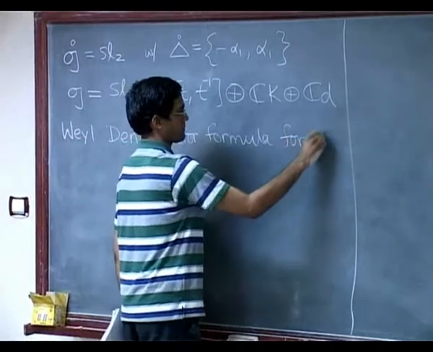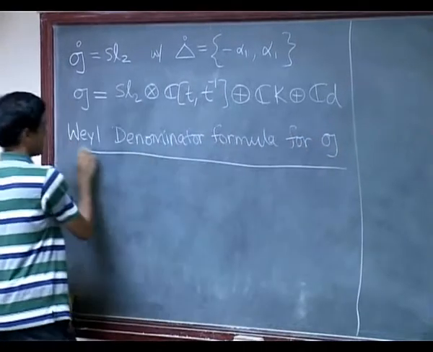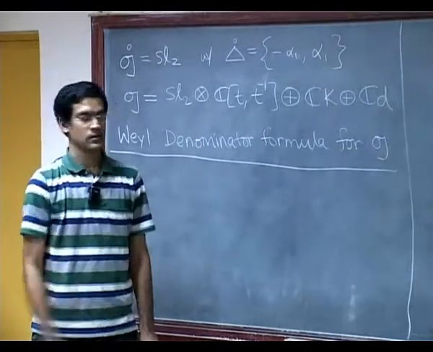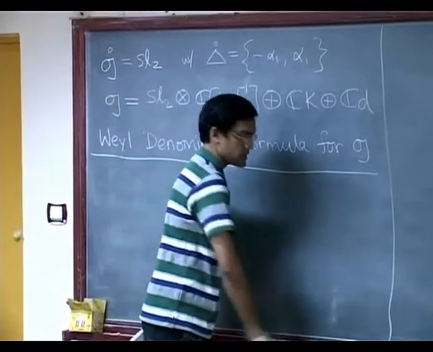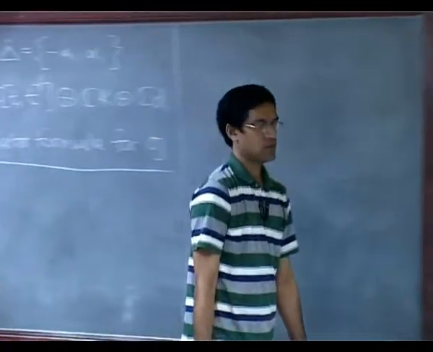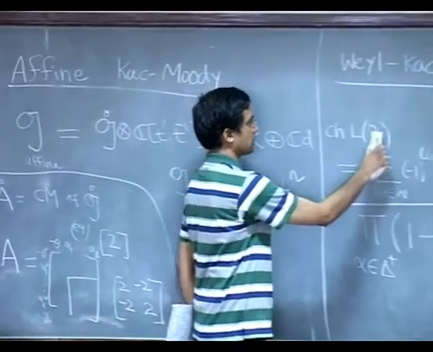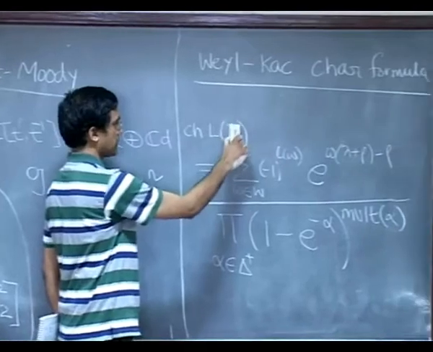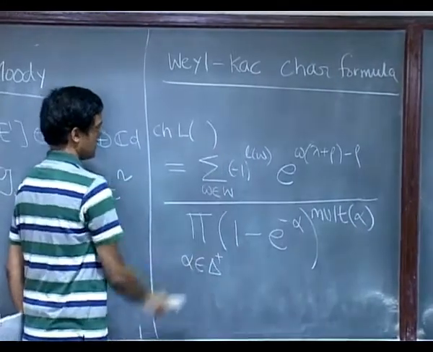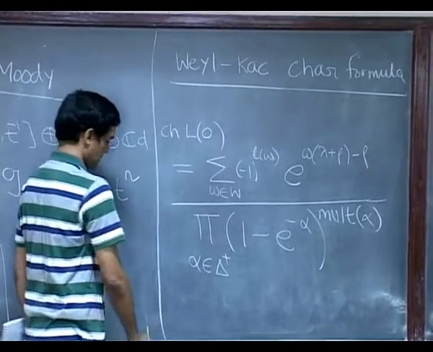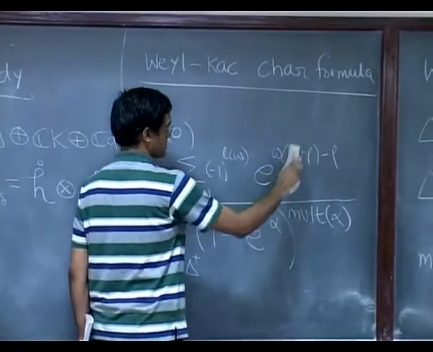For this Lie algebra G. So though I didn't quite say what the Weyl denominator formula is, it's the analog of what happens in the finite dimensional setup. If I take the lambda here to be 0, so if I take the trivial or the 0 highest weight, then the formula becomes this.